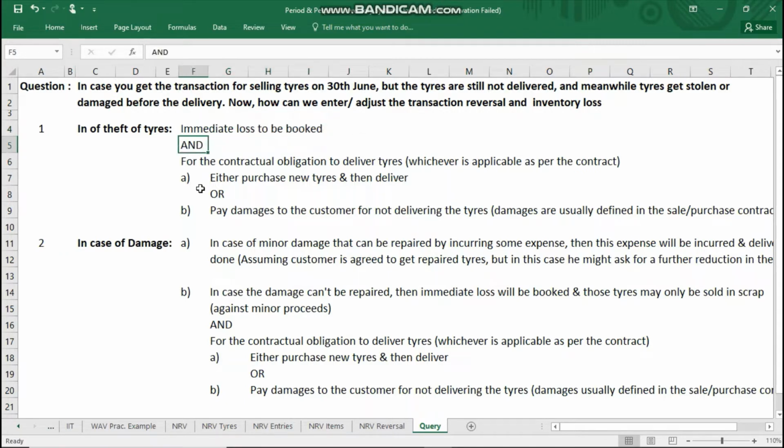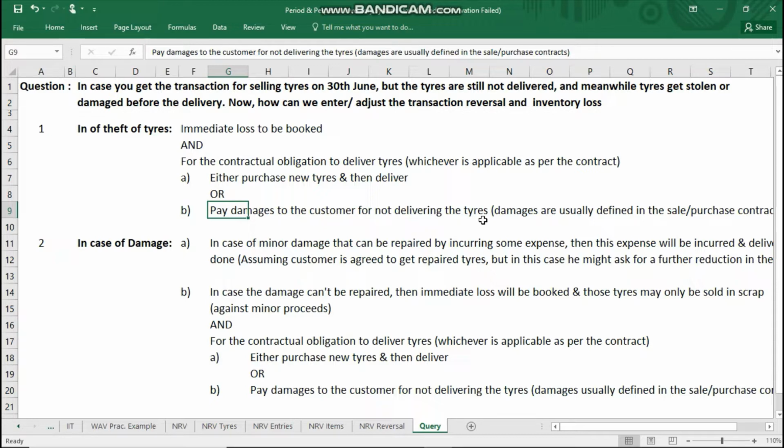And then the second thing in that is, if we are contractually liable to deliver the tires, we will have two options. Okay, even after the theft, if we are contractually liable to deliver the tires, we will have two options. First one is, either we will purchase new tires and then we will deliver to the customer, or we will pay damages to the customer for not delivering the tires, and those damages will be as per the contractual terms that we entered into with the customer. Okay, so that will be the scenario in case of theft.